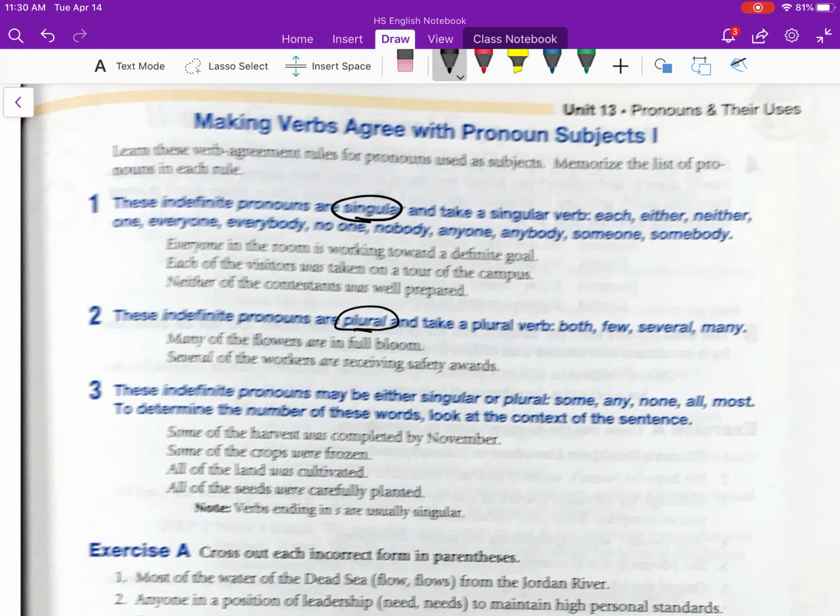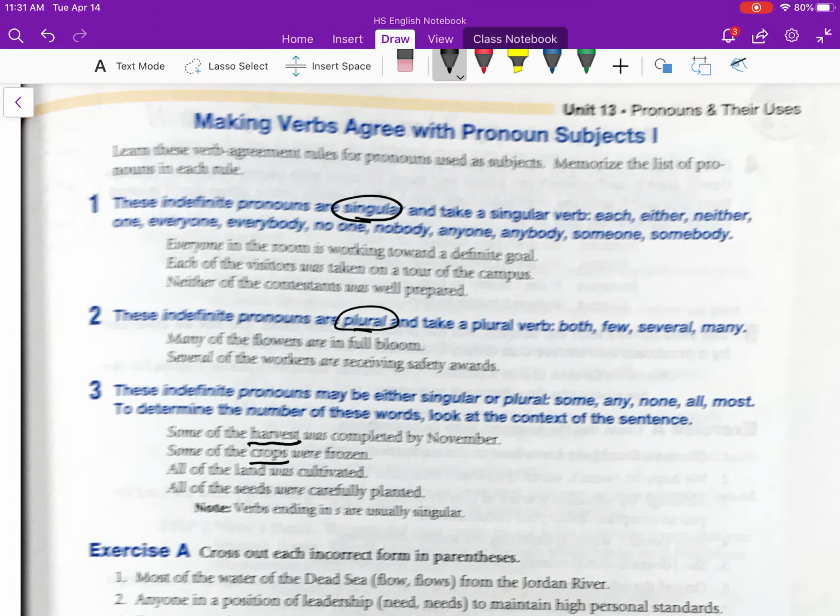Some of the crops were frozen. Now we're talking about crops, and so note that in the first case we were referring to the word harvest, and in the second case we were referring to the word crops. And so that's where you can really look to see if it should be singular or plural. So harvest was, crops were. So you can make sense of it through the context. And in this case, the context means looking at the prepositional phrase that follows the pronoun. Okay, all of the land was cultivated. So in this case, we'd look at the word land. We'd say land was or land were. Okay, it's obviously land was.